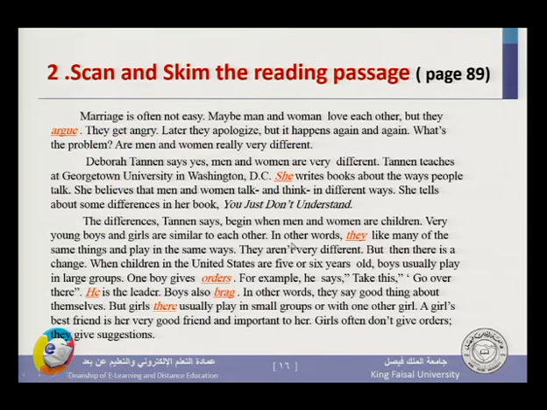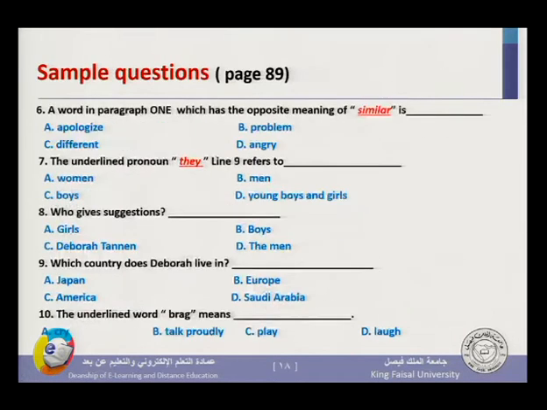Where's line 9? Yes, here. In other words, they like many of the same things and play in the same way. I should go back a bit to know what they refers to. The sentence says the differences begin when men and women are children. Very young boys and girls are similar to each other. In other words, they. Yes, they refers to young boys and girls. So you need to go back to know. This kind of question means you need to practice. As I said before, in the exam you will have questions like these. You have short passages, and then they ask what this pronoun refers to, what the meaning of this word is, and so on.